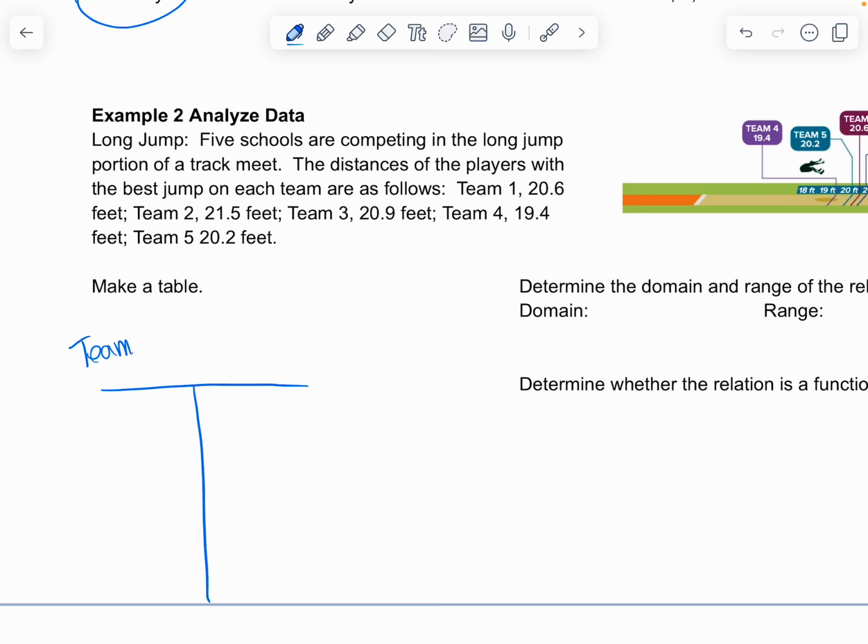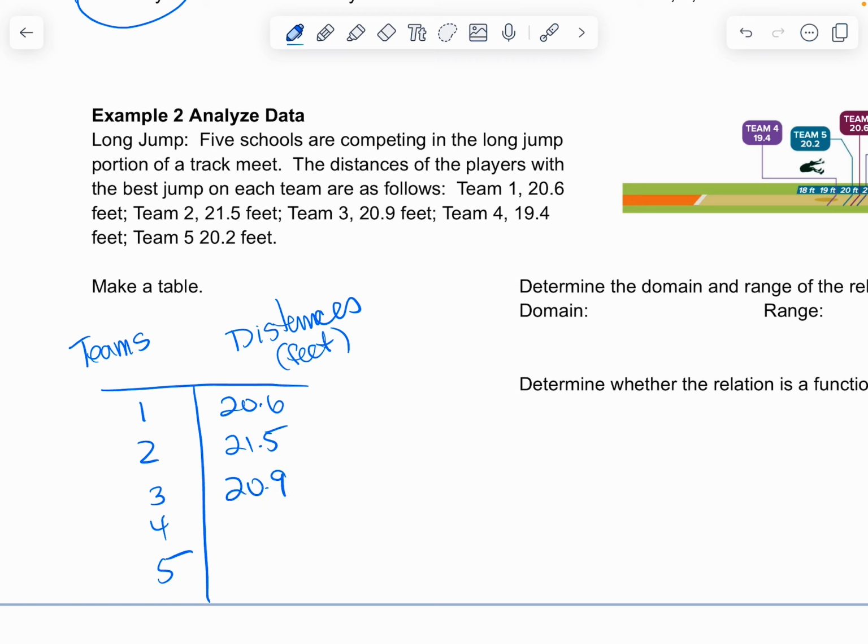So, teams, and this is distances, and that's in feet. Okay, so team 1, 2, 3, 4, 5. Team 1 goes to 20.6 feet, 21.5 feet, 20.9 feet, 19.4 feet, and 20.2 feet.